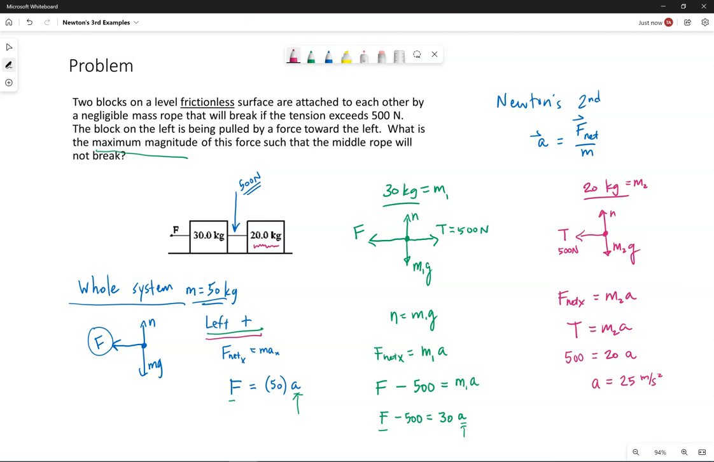And the fact that I get a positive answer, which we expect, is the acceleration is to the left, just like the force. This acceleration can go in for a in either one of these previous two equations we wrote out. I'll put it in the far left one, just since that's simpler. The maximum force, the maximum pulling force, will be 1250 newtons.